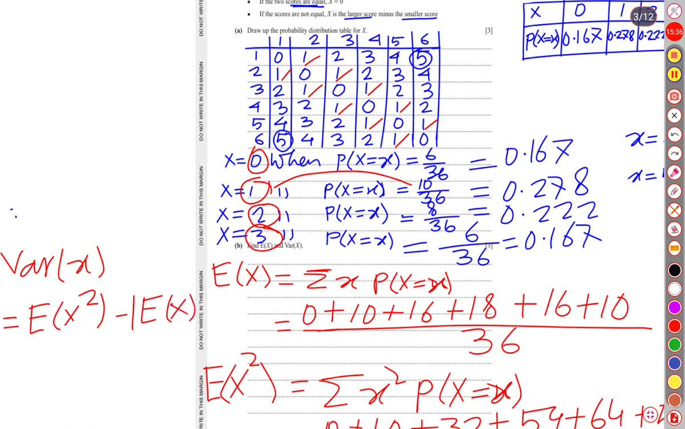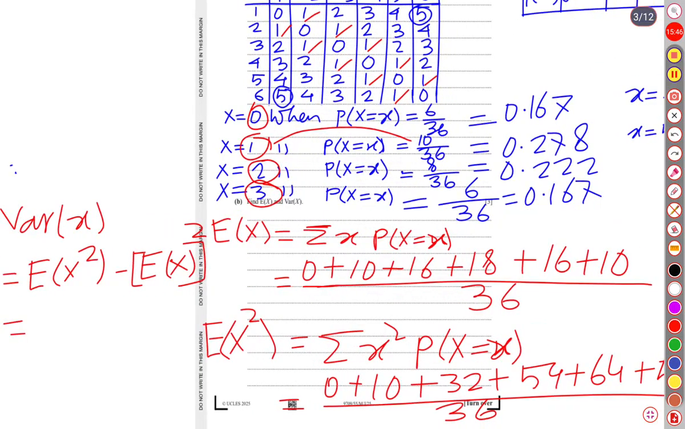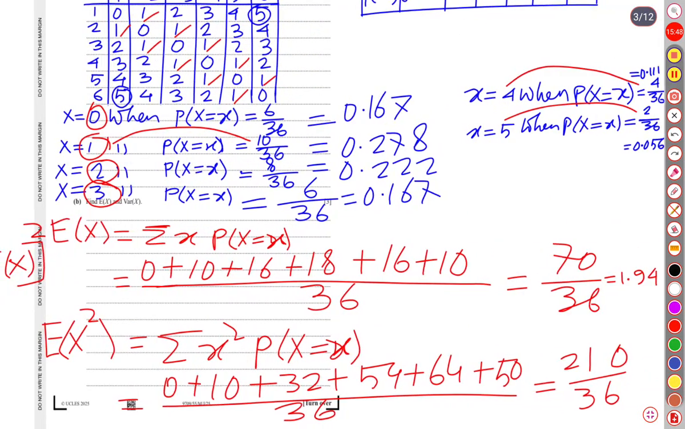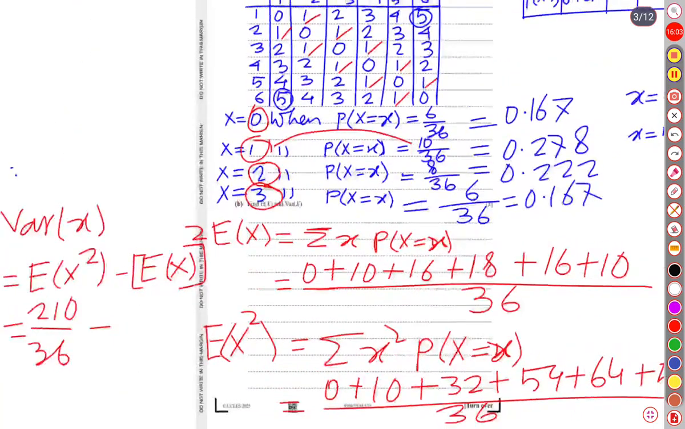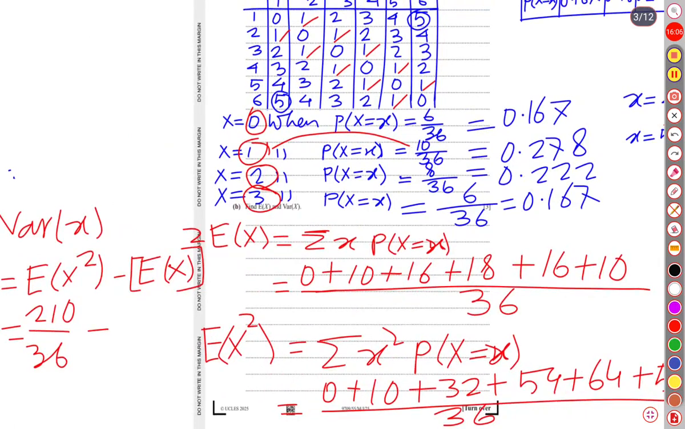So the mean value is... E(X²) is what we have just found here: 210 over 36. So we will write 210 over 36 minus E(X) whole squared, which is 70 over 36. So 70 over 36, squared.